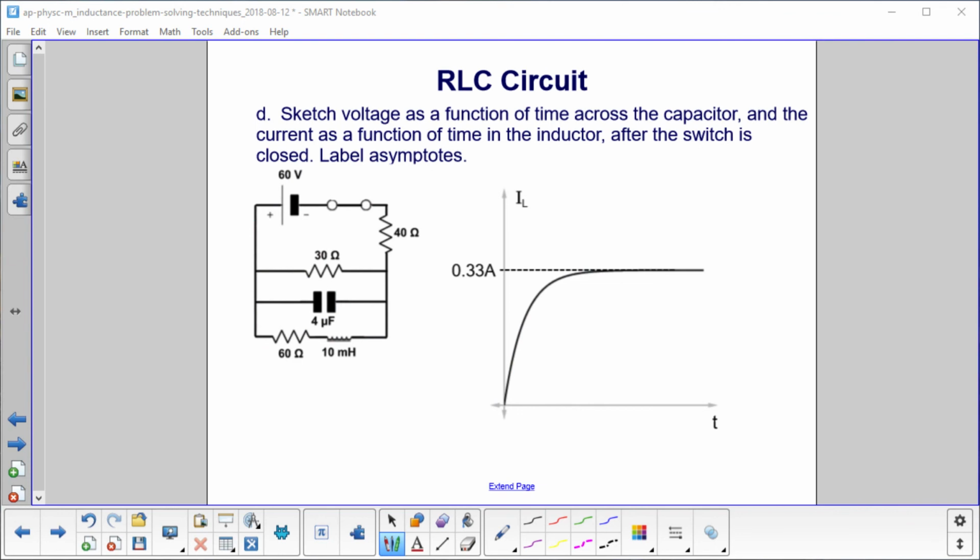Here's the current in the inductor. We know we start at 0, and we're just sketching it, so we just have to draw the shape, and then it does ask us to label the asymptote. It rises to its maximum value at the end of 0.33 amps, and note it has the same shape as the capacitor charging up.